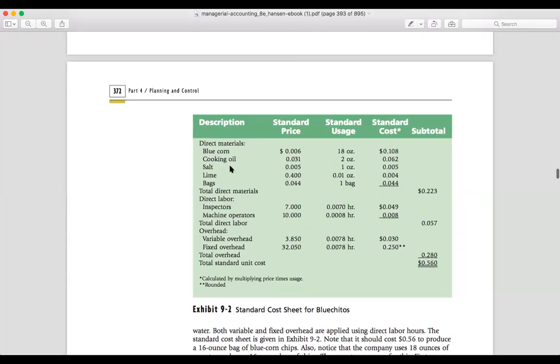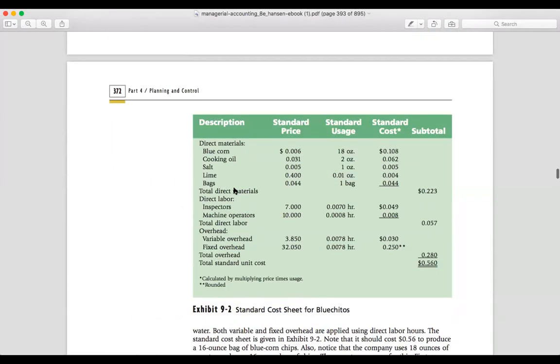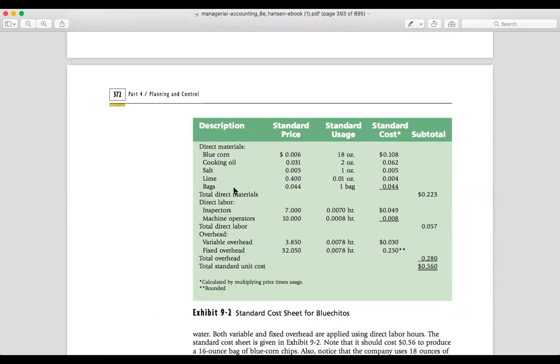Okay, now let's have a look at this one. So this is the illustration that I got from a book, right? So this is actually the standard cost sheet. Provide the detail would be total standard unit cost. So this is a standard cost sheet for a 16-ounce bag of blue Cheetos.